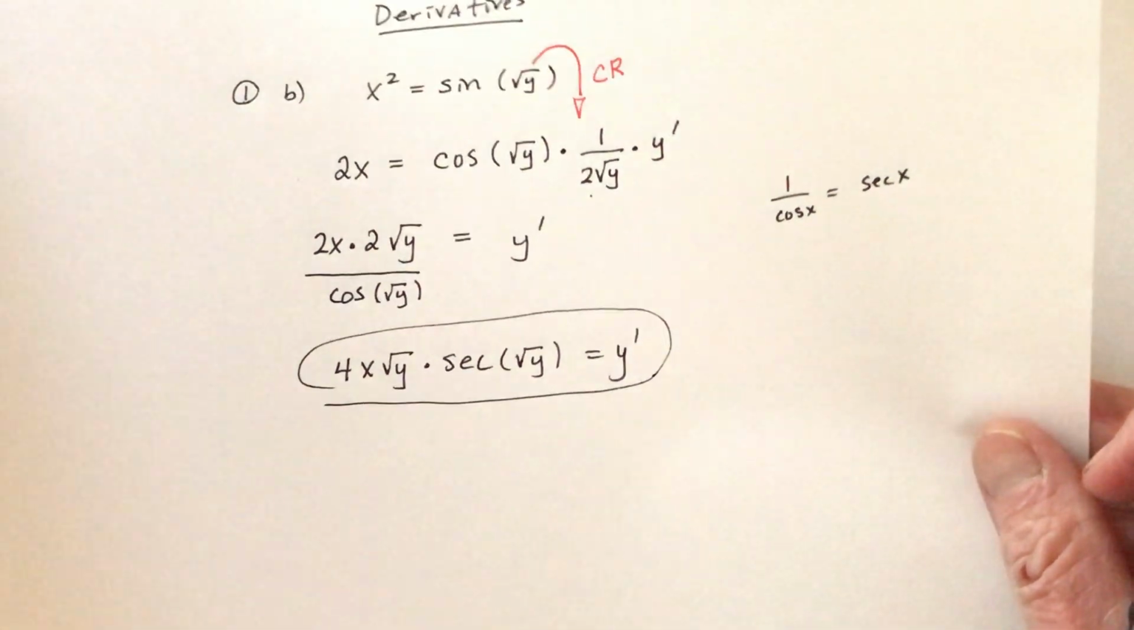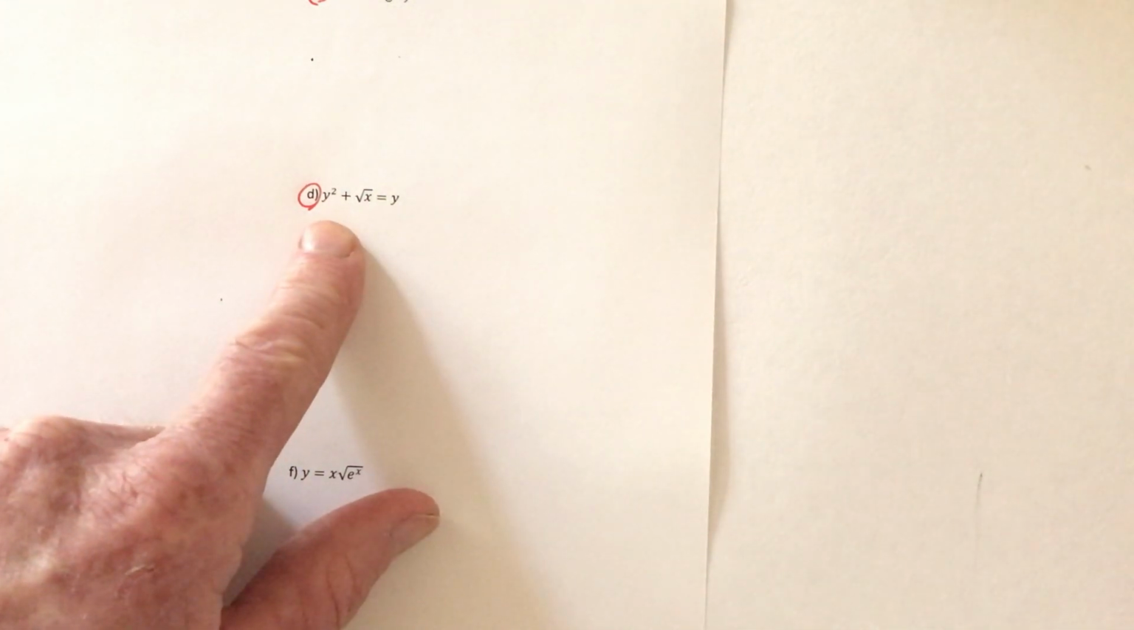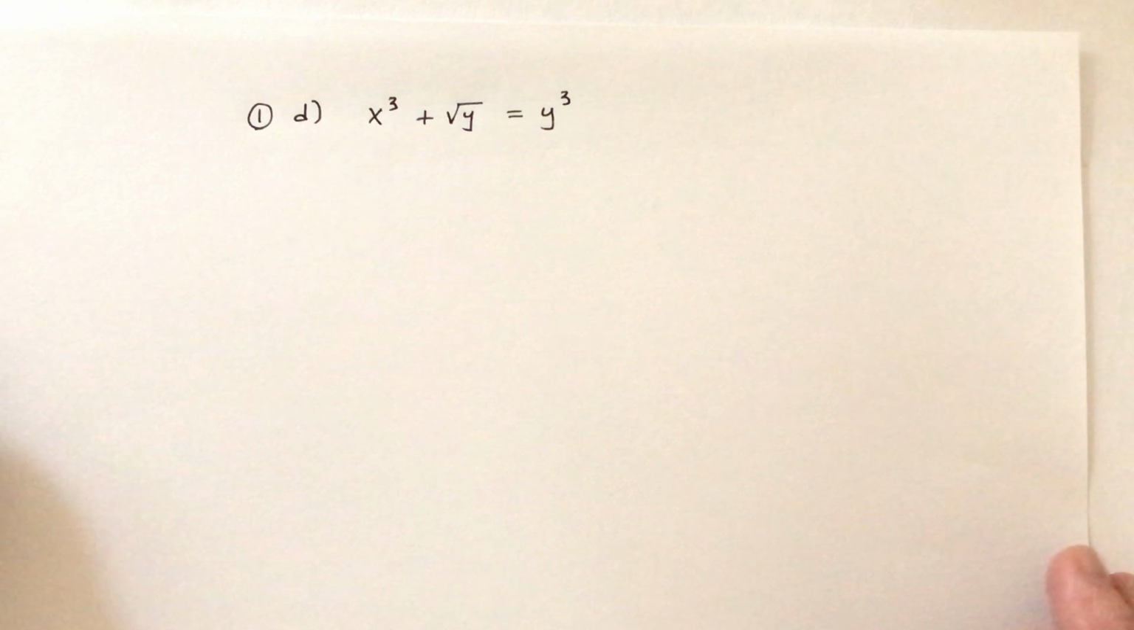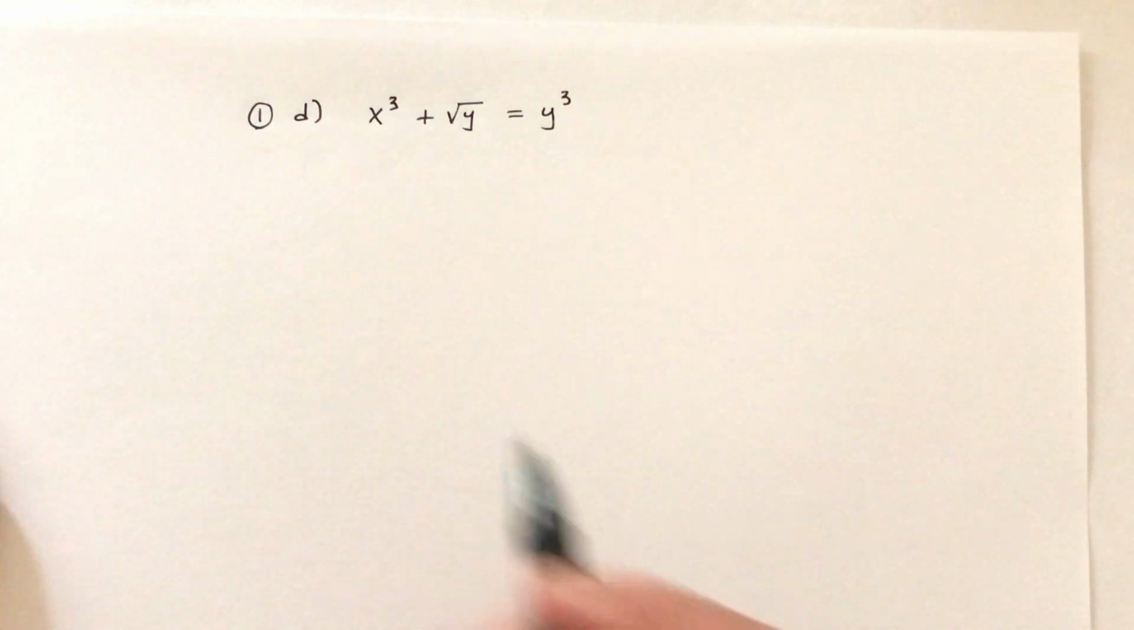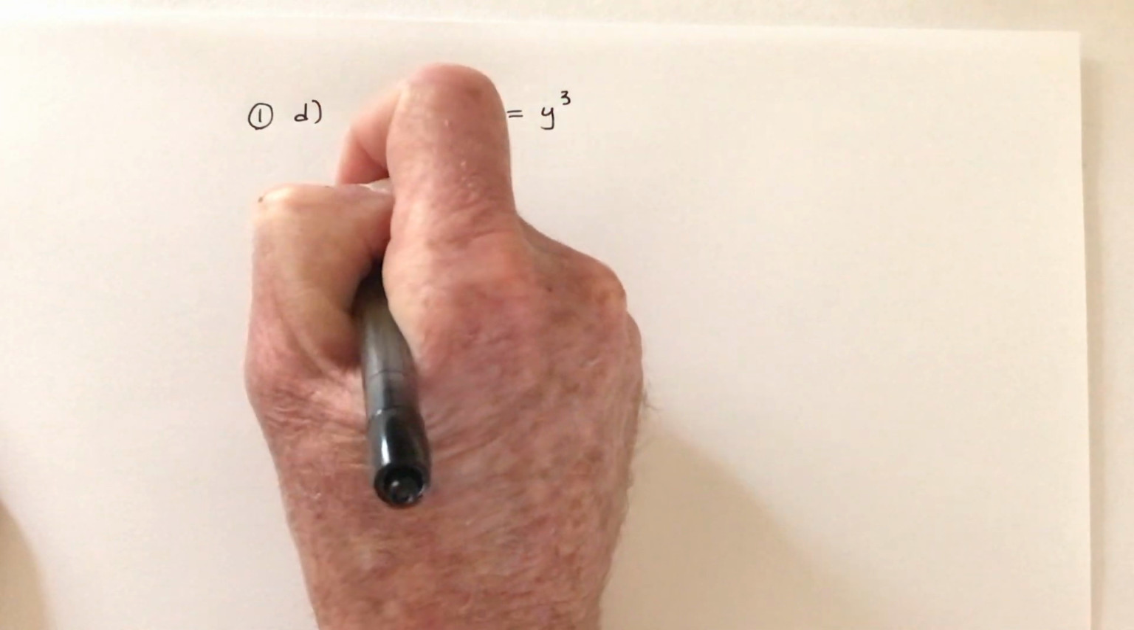Now number D, D's not a number. For number D, this is going to be implicit differentiation, but I want to do one like that because there's also some algebra fun for this one. So I change it to say x cubed. Now take the derivative on this side. That's going to be 3x squared.